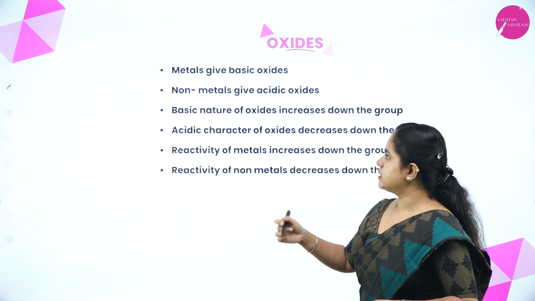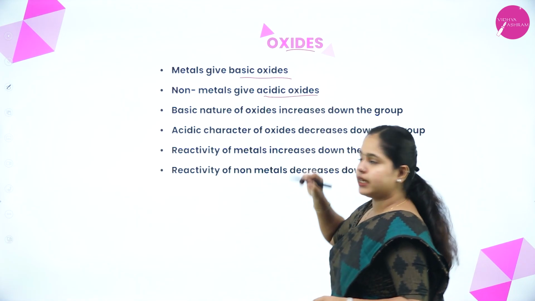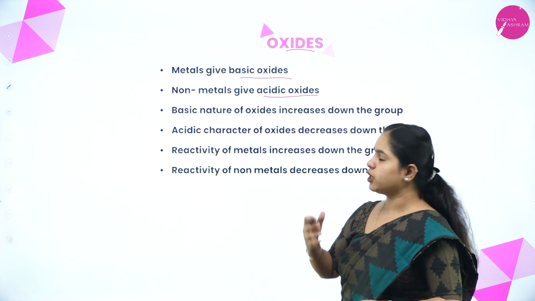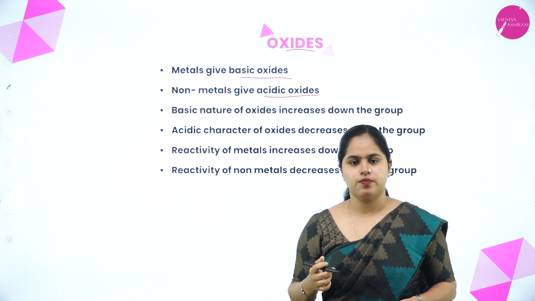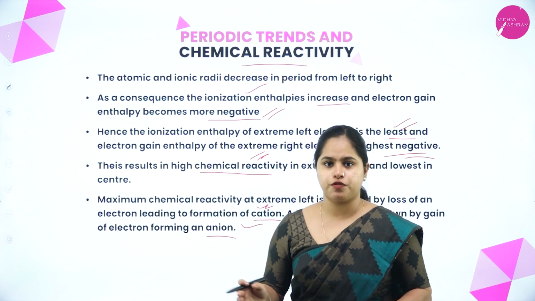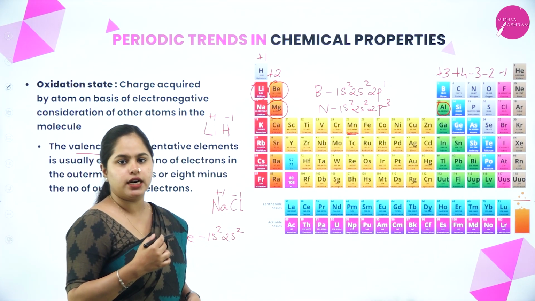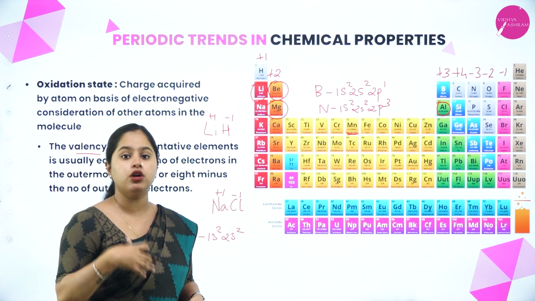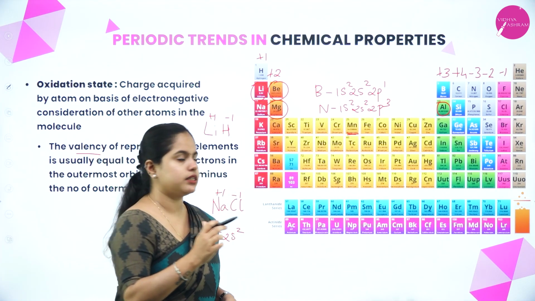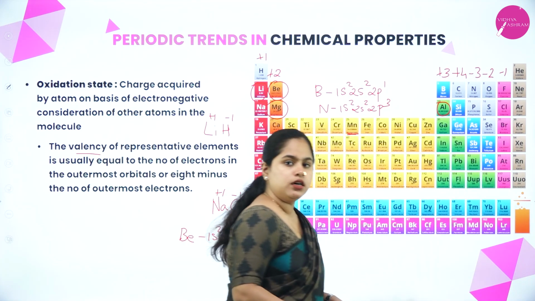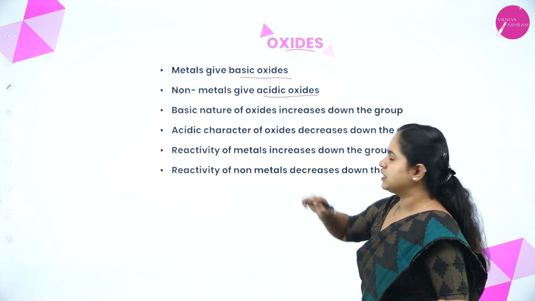Right. So what you have to understand is metals give basic oxides and non-metals give acidic oxides. We know that towards the left of the periodic table, mostly there are metals, right? We have already studied about this in last sessions when we were discussing metals, non-metals and metalloids. So towards the left of the periodic table, it is mostly metals, and towards the right, the non-metals are present, right? So metals give basic oxides and non-metals give acidic oxides.